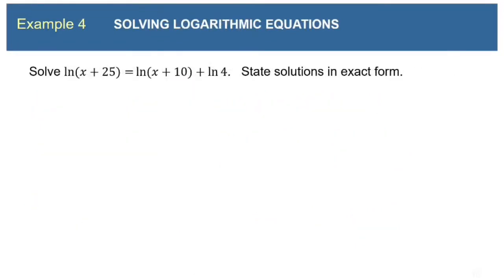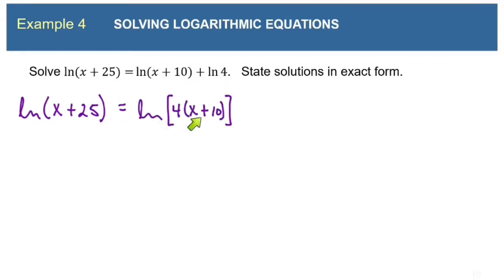Let's try another example. So this one has natural logs on both sides. Now remember, we can't do anything to an equation if we have two log terms on the same side. So we'll need to use our log properties to combine these. Again, just like we saw before, these two log terms are added, and that means that we will write this as natural log of this times this. So on the left, I'll have natural log of x plus 25, and on the right, I'll have natural log of 4 times x plus 10. That's using our log properties to condense these two terms into one.